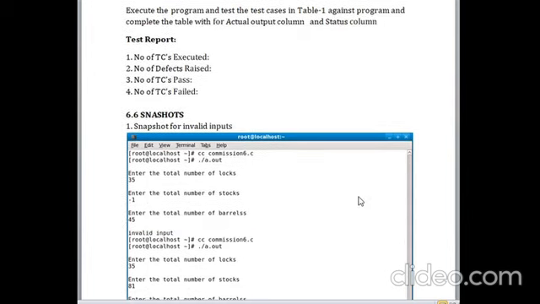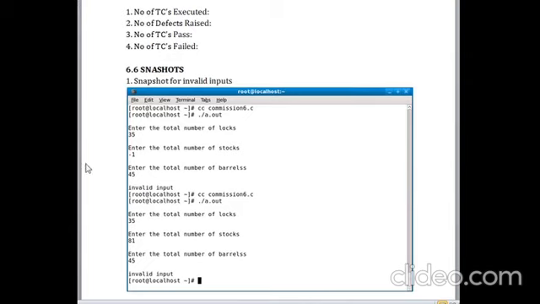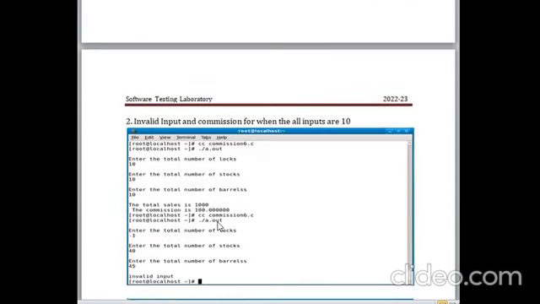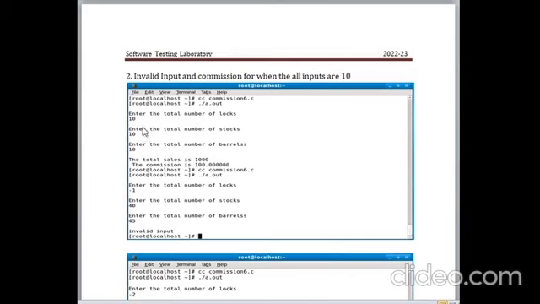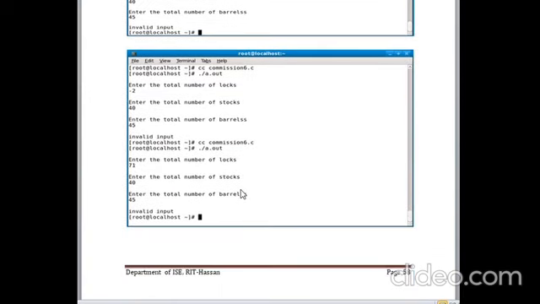So these are the snapshots of the program. For example, enter the total number of locks 35, -1, 45, it gives invalid input. Like that 35, 81, 45 gives the same invalid input because 81 is out of range for the stocks. So these are the samples. 10, 10, 10 we give, the total sales is 1000, the commission is 100 here. So these are the samples.